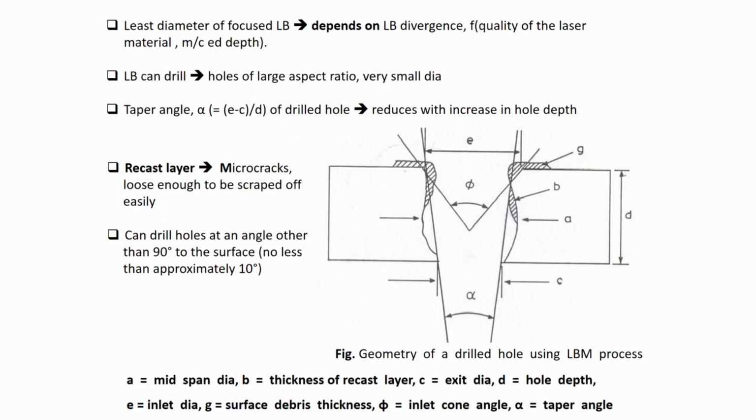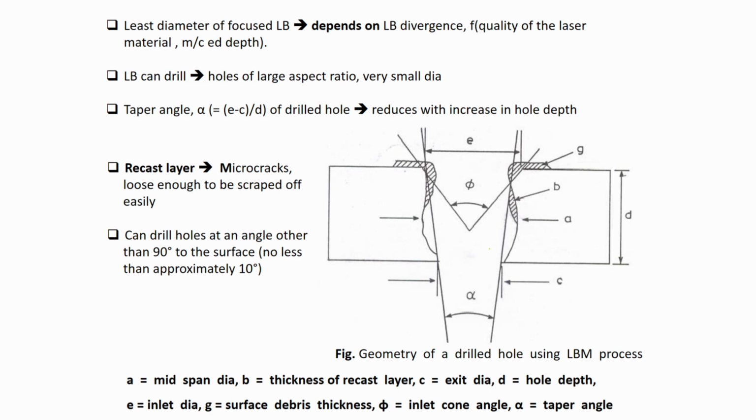So the least diameter of the focused laser beam depends on the laser beam divergence, which is a function of the quality of the laser material and it is a function of machine depth. So laser beam can drill holes of large aspect ratio, meaning large length to diameter ratio. High aspect ratio holes can be machined by the laser beam machining process.